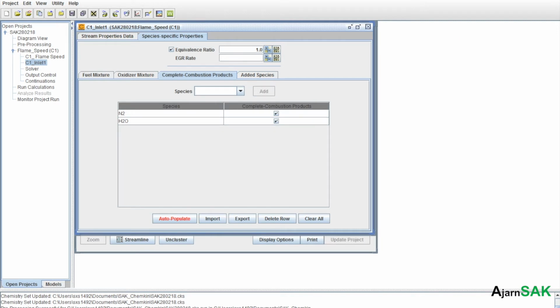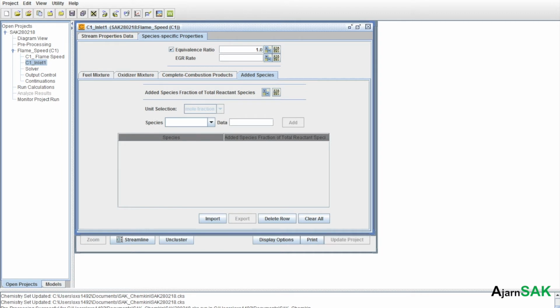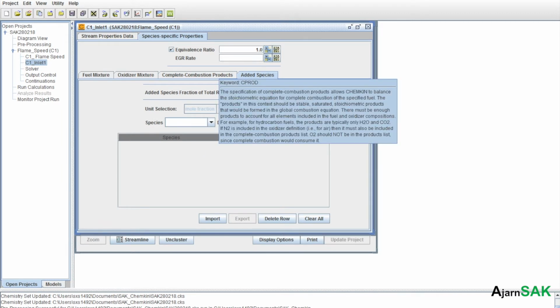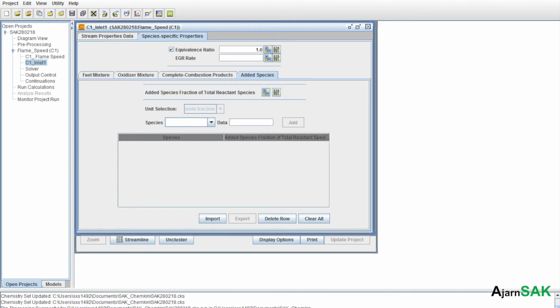So if you want to add a species, you add that. But here we don't have any specific species we want to add. We should have a complete combustion. We just choose species. So no added one. That's all. So what else? Are done. And let's go to the solver.